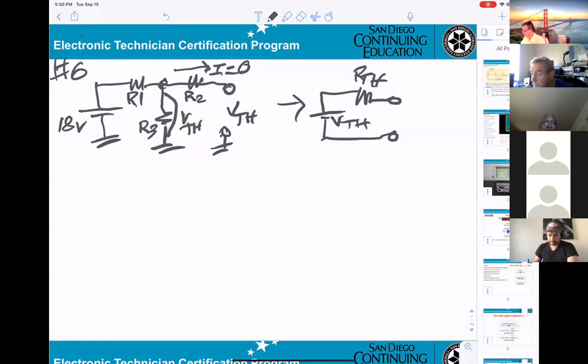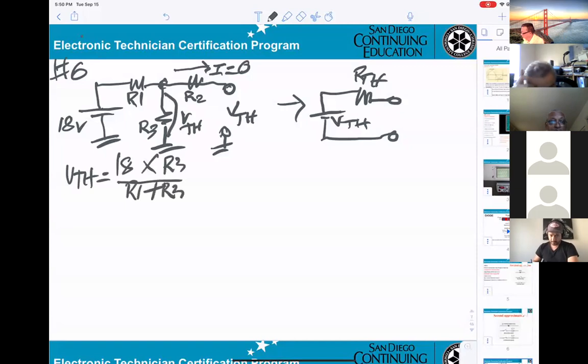And to calculate that is very simple. V Thevenin by the voltage divider law: 18 times R3 divided by R1 plus R3. That's what you get. Is it 9 volt? I don't care, okay, your answer, right or wrong, when we're doing the quiz, you know.